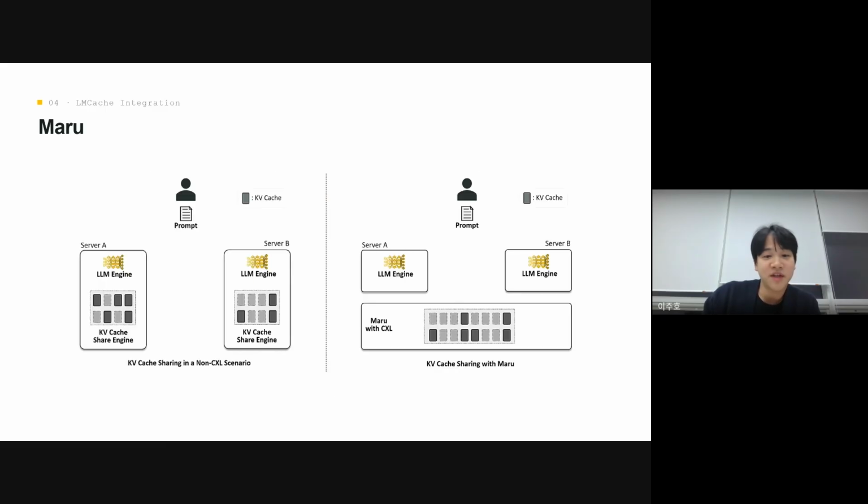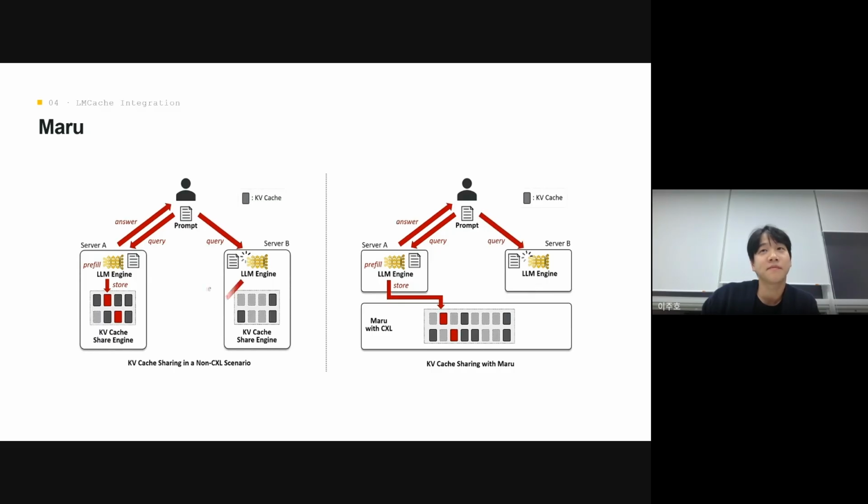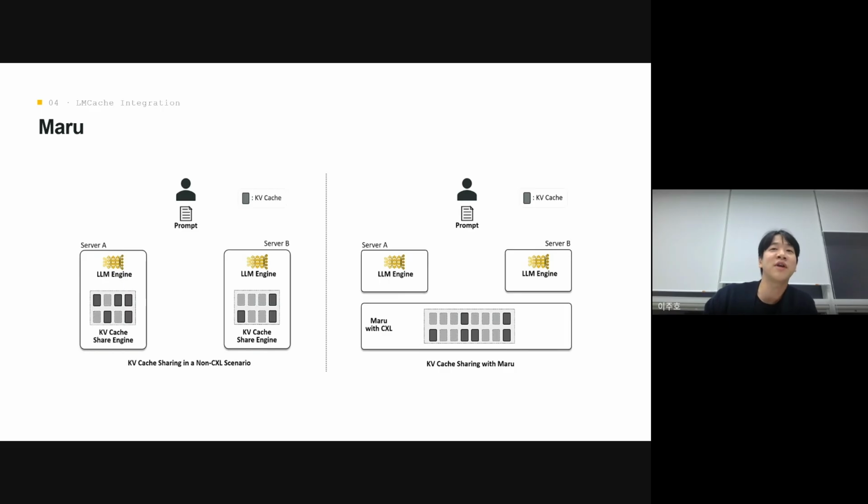So here is a short animation showing how it works. Let's take a look. The important part is there is no network copy or additional copy to share the KV cache across the servers. CXL shared memory can make it possible.